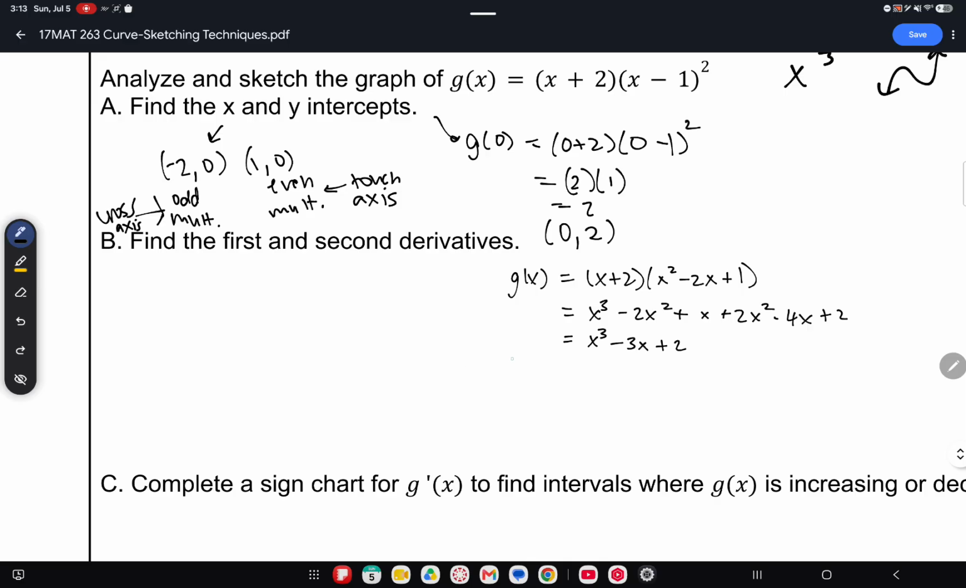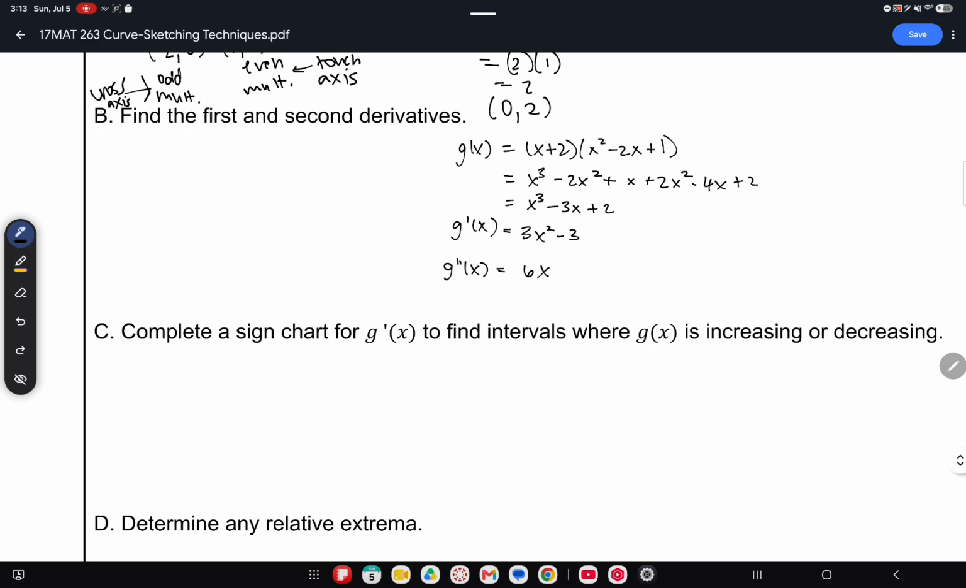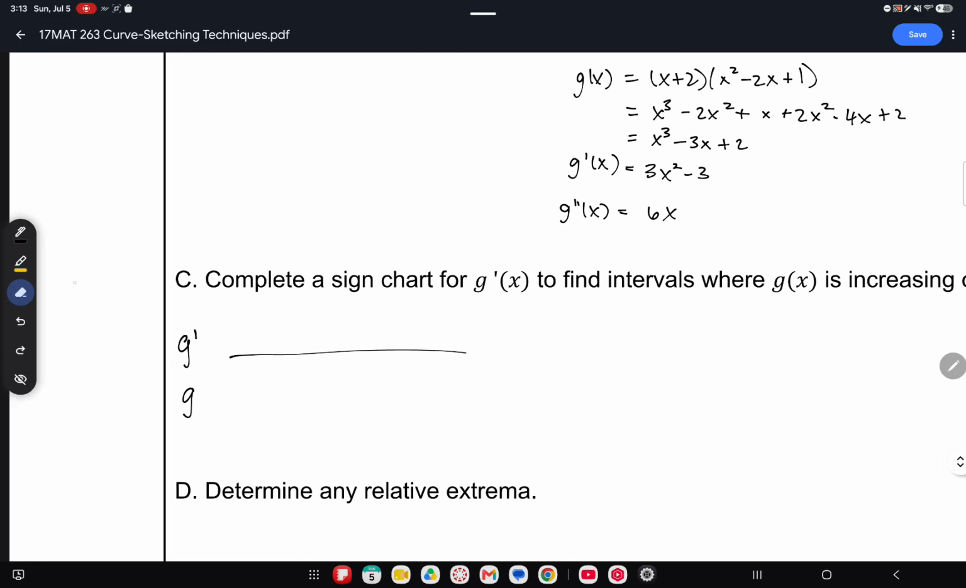So now I can do my first and second derivative. My first derivative is going to be 3x squared minus 3. And my second derivative will be 6x. So let's make those sign charts. Let's do the first derivative first. So that is 3x squared. Oh, I'm going to move that over actually.